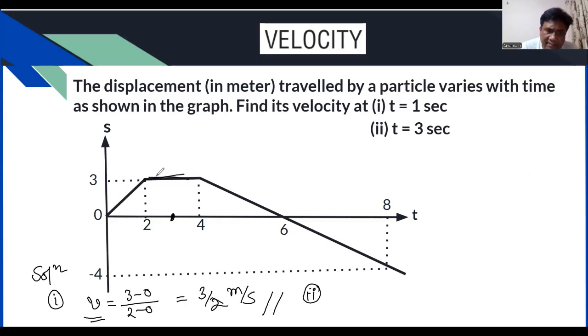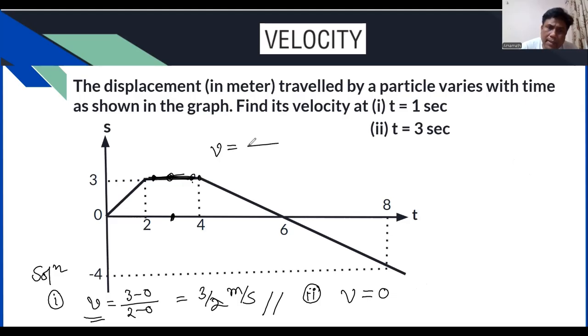Again, it is a straight line. So the slope here is also zero slope. This is also zero slope. This is also zero slope. So everywhere the slope is zero only. So velocity will be zero simply. But if you want to calculate using that perpendicular by base concept, that way also you are going to get zero only.